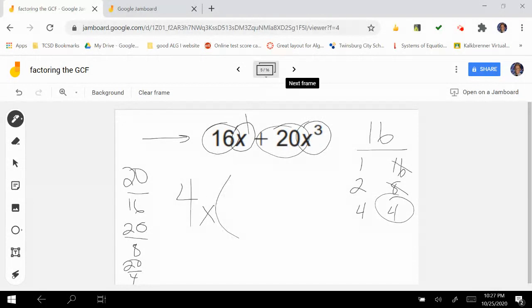Now what's left over? Again, I'm not showing the expanded form. I'm just going to divide out right here. What's 16 divided by 4? 4. I took an x away, so that x is no longer there. What's 20 divided by 4? Positive 5. I have 3 on the top, I have 1 on the bottom, so I'm going to be left with x squared on the top.